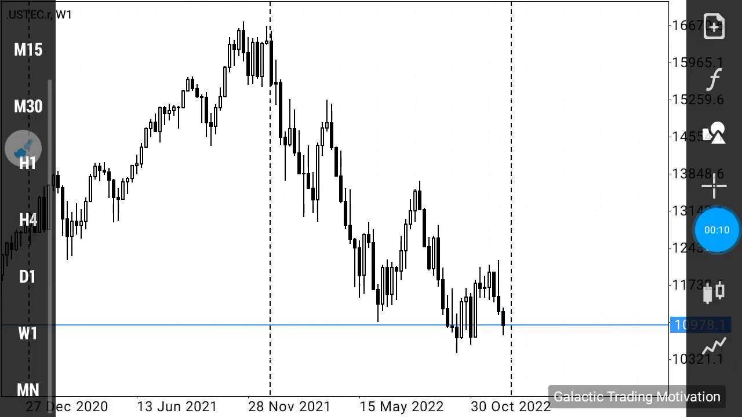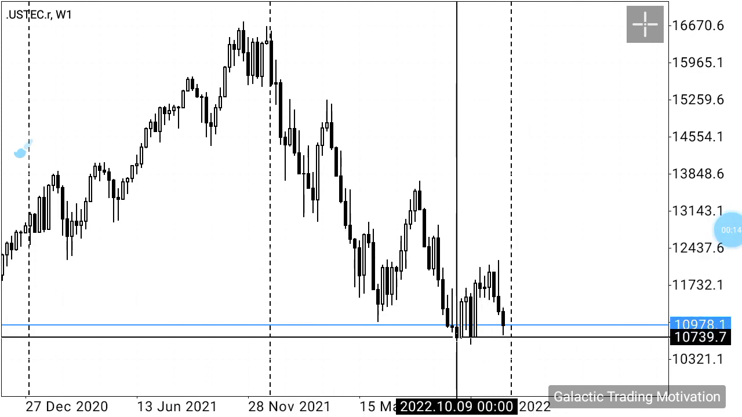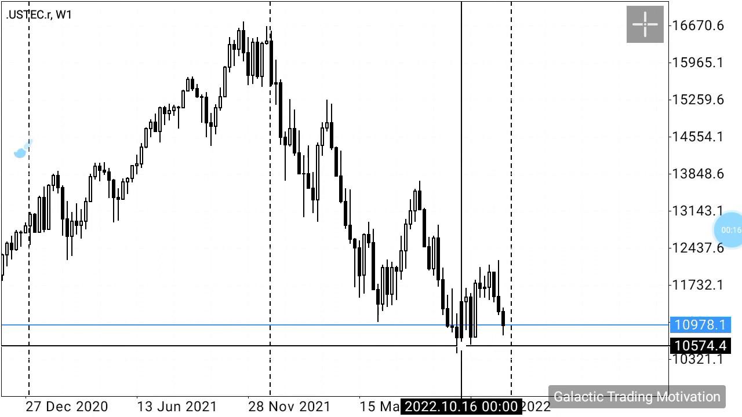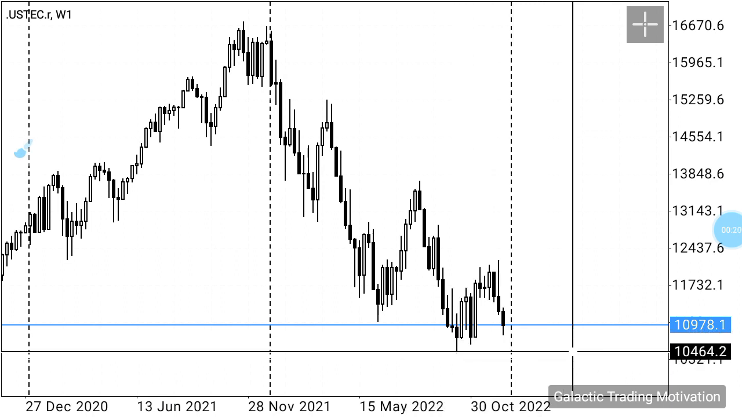We're now having a look at Nasdaq 100, and as you can see, we are on the weekly chart. One of the first things that I can see that is very much important is this candlestick over here. It is a bearish candlestick with a small body and a relatively long lower wick, and it tells us that at this level over here, which is the 10464 level, we have a lot of liquidity.